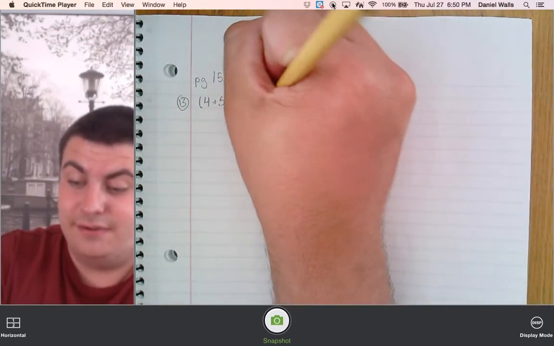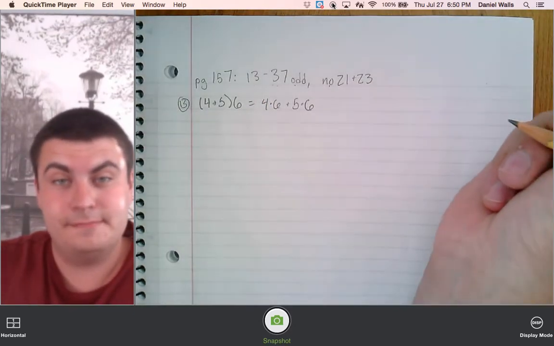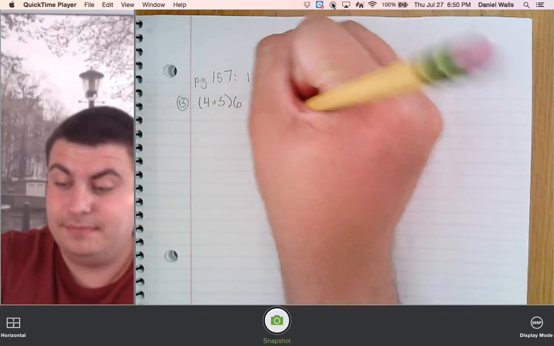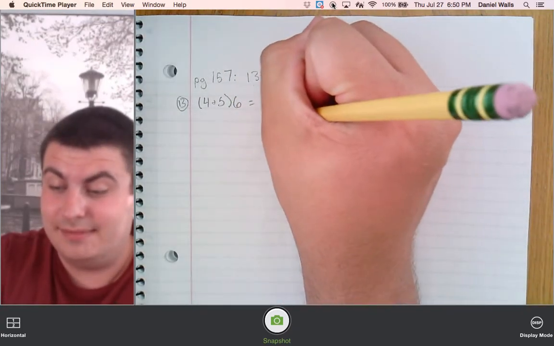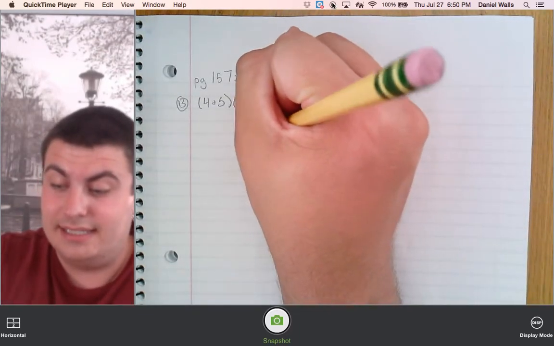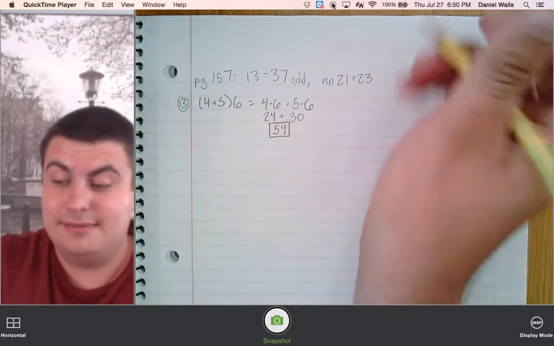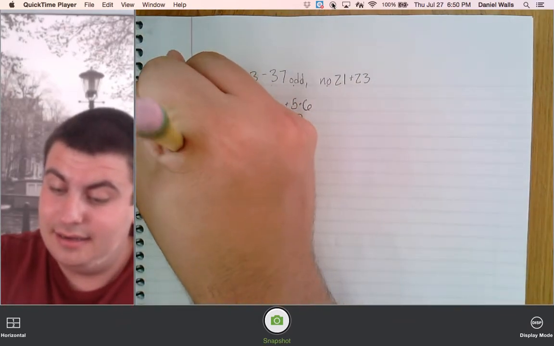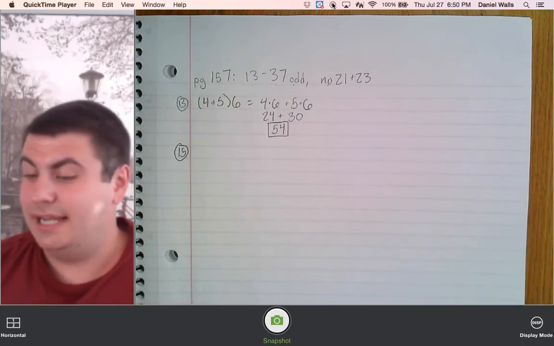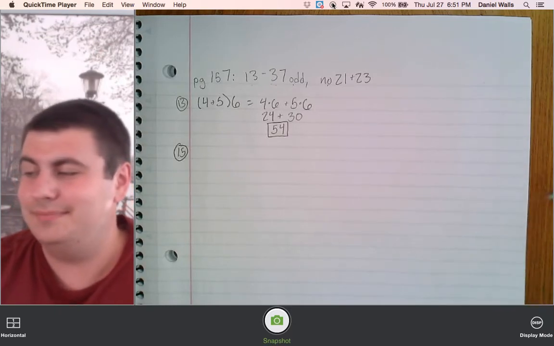We'll start with 13, where we use the distributive property to simplify 4 plus 5 times 6. That's 4 times 6 plus 5 times 6. 4 times 6 is 24, plus 5 times 6, which is 30. 24 plus 30 is 54. We box our answer, skip a line, 15, and go on from there. Again, 13 through 37 odd, skip 21 and 23. Have fun.